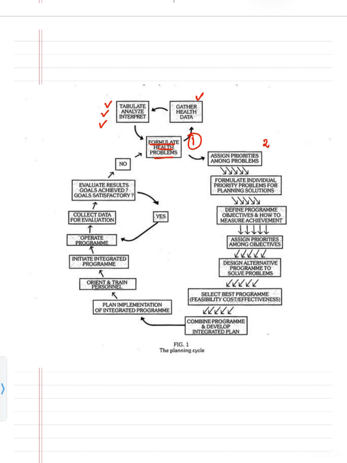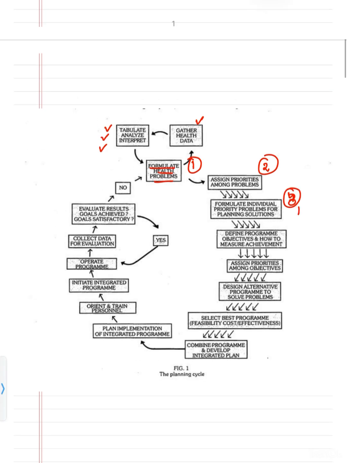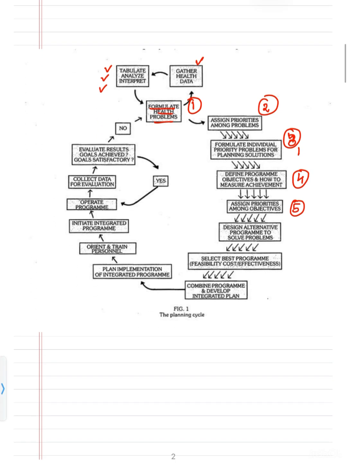Now we will assign priorities among the problems, which one is to be given the first priority, then second priority, then third priority, and so on. Then we have to formulate individual priority problems for planning solution. Then we have to define program objectives and how to measure achievements. Then we will assign priorities among objectives too. And then we will design alternative programs to solve the problem. Then we will select the best program, on the basis of feasibility, cost and effectiveness. Then we will combine programs and develop an integrated plan. Then we will plan implementation of the integrated program.